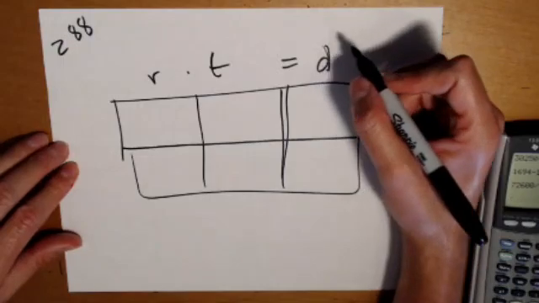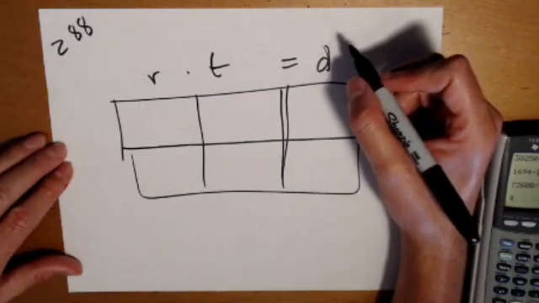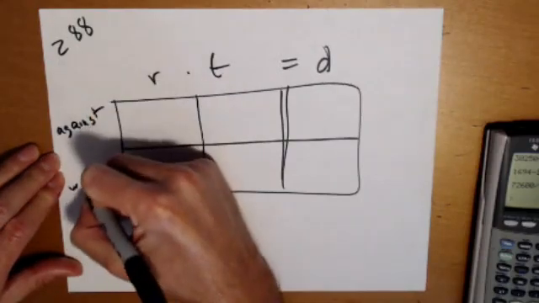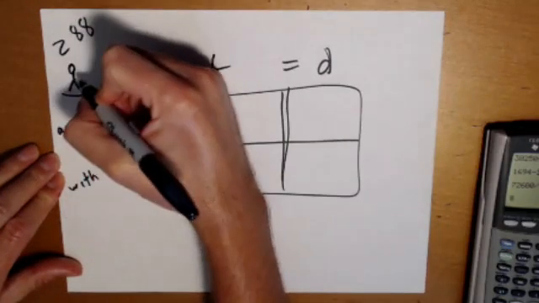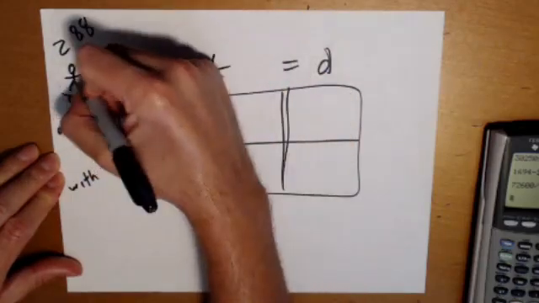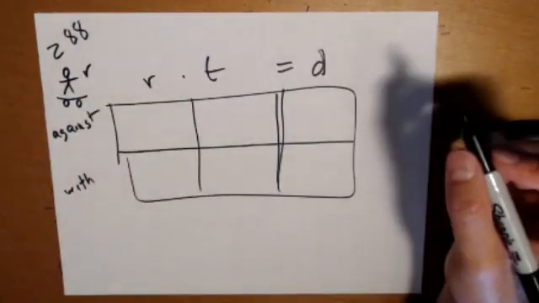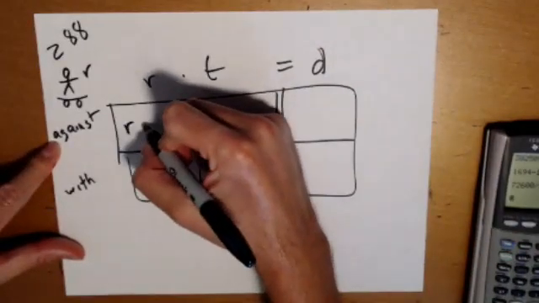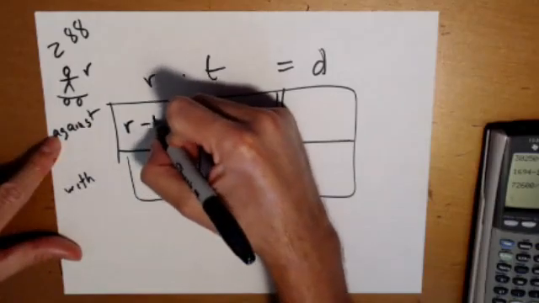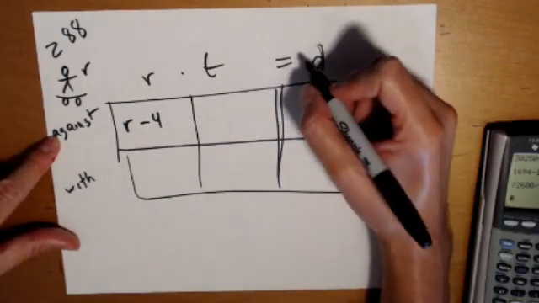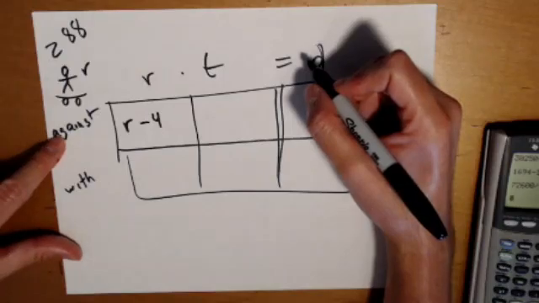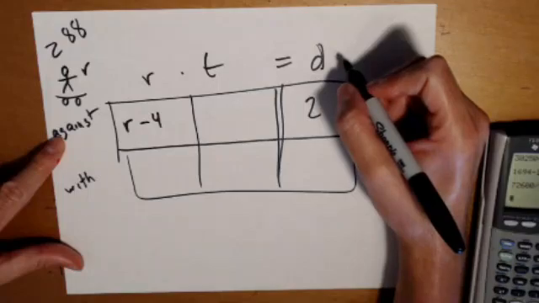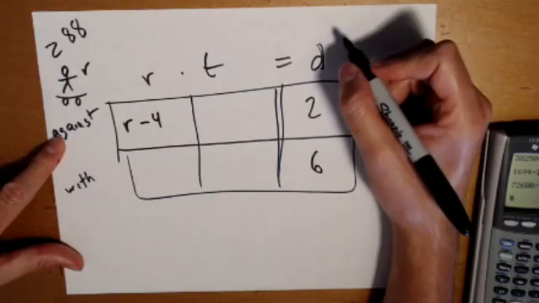Okay, 288. Darren can skateboard 2 miles against the wind, with the wind, skateboarding, and Darren will say goes at speed r. So the speed, he's going against the wind. With the wind is plus, so against must be minus. Okay. Can skateboard 2 miles against a 4 mile per hour wind, and in the same amount of time he can skateboard 6 miles with the wind.